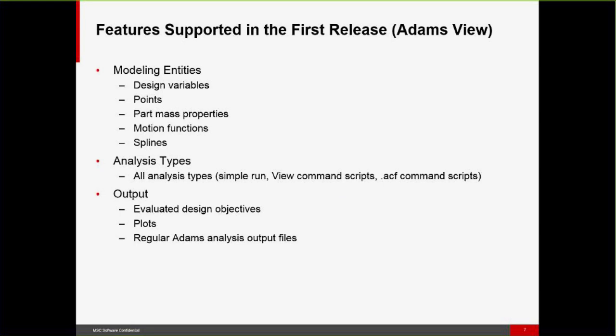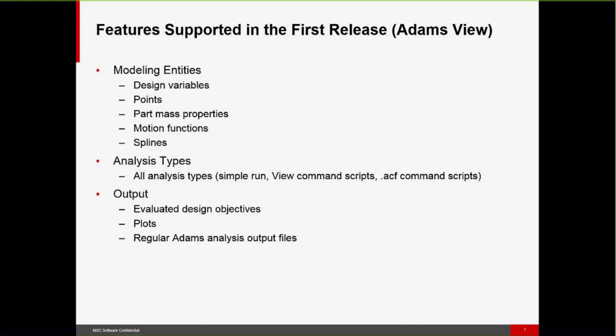Getting into some of the detailed features of what we're supporting in this first release, from Adams View models, we're allowing folks to export into the spreadsheet design variables, points, so locations of points, mass properties of any parts in the model, functions that drive motions, and then splines, any objects in the model defined by a data spline. So those splines will be accessible. And then I'll show how these things work in just a moment.